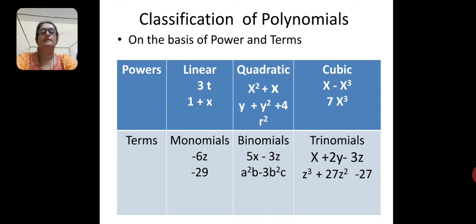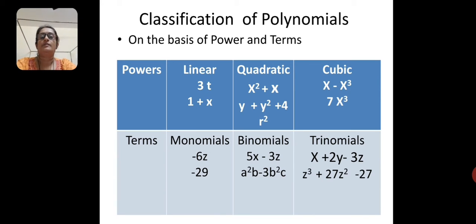Next is the quadratic polynomial. So the highest power has to be 2. In this example you can see that x's power is 2, y's power is also 2, and the third one, r's power, is also 2. So we can call these quadratic polynomials. Then the third one is the cubic polynomial. Where the highest power is 3, we will call it a cubic polynomial. In the first one x cube is there, and in the second one also x is cube. So the highest power is 3. So it's a cubic expression.